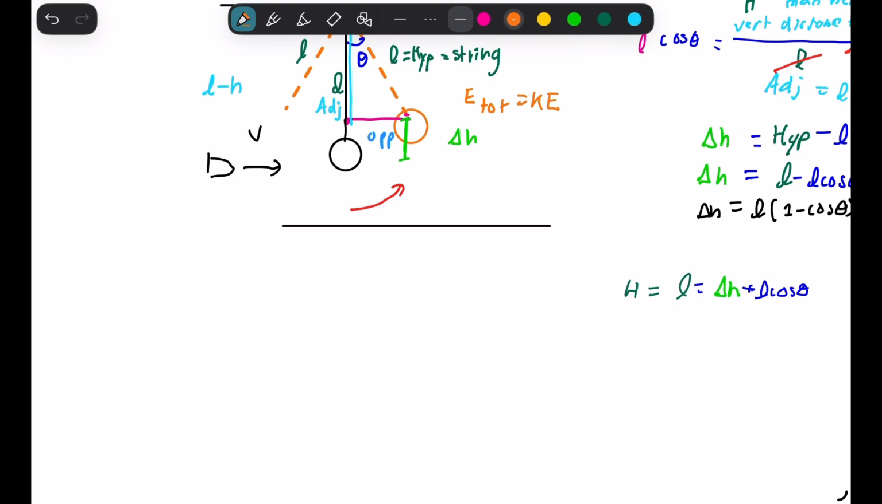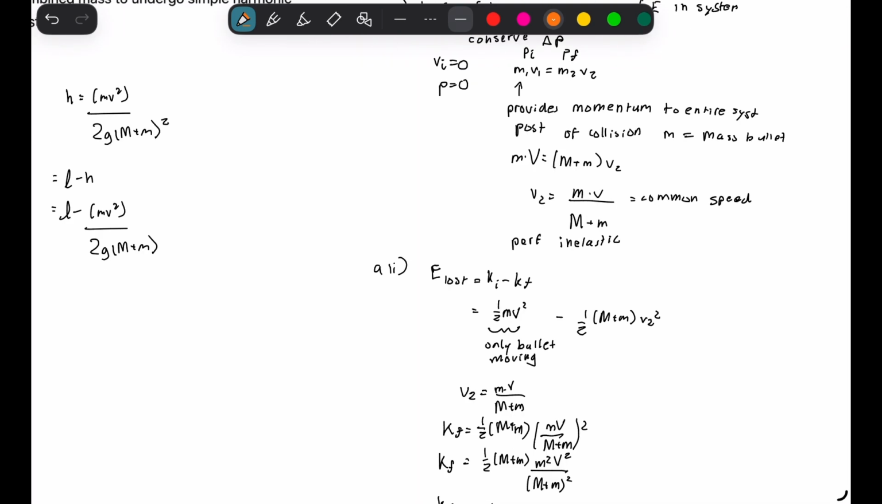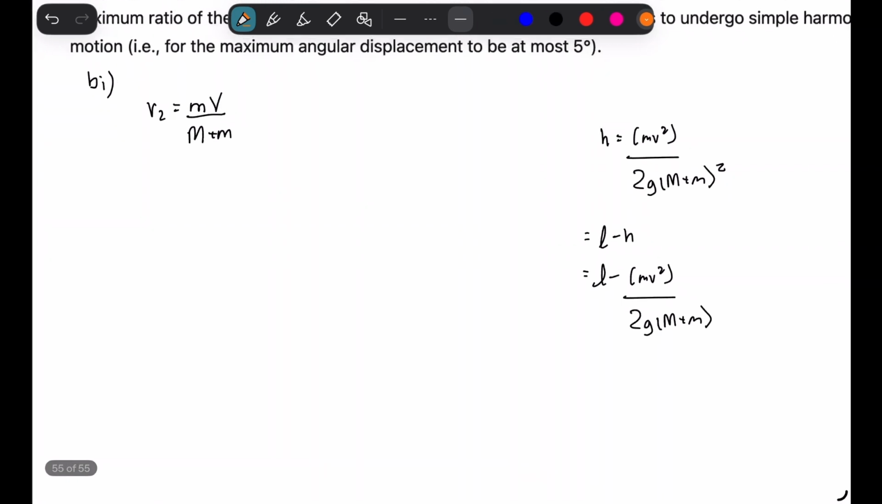But when you're at the bottom over here, your energy is going to only be, or up here, your energy is gravitational potential energy. And then here your energy is kinetic energy, and your potential energy is equal to 0. Up here, your potential energy is going to be at its max, and your speed is equal to 0. So we can write conservation of energy for part B1.